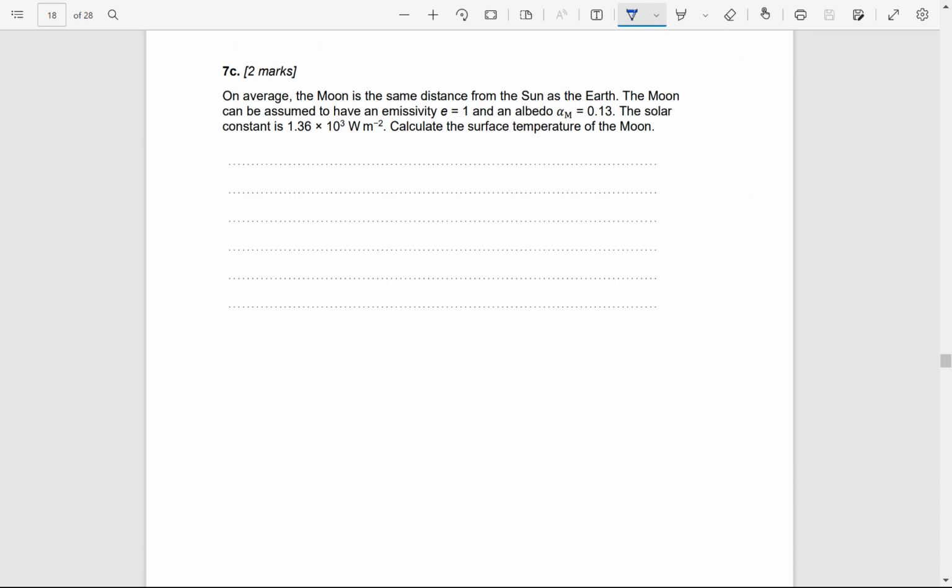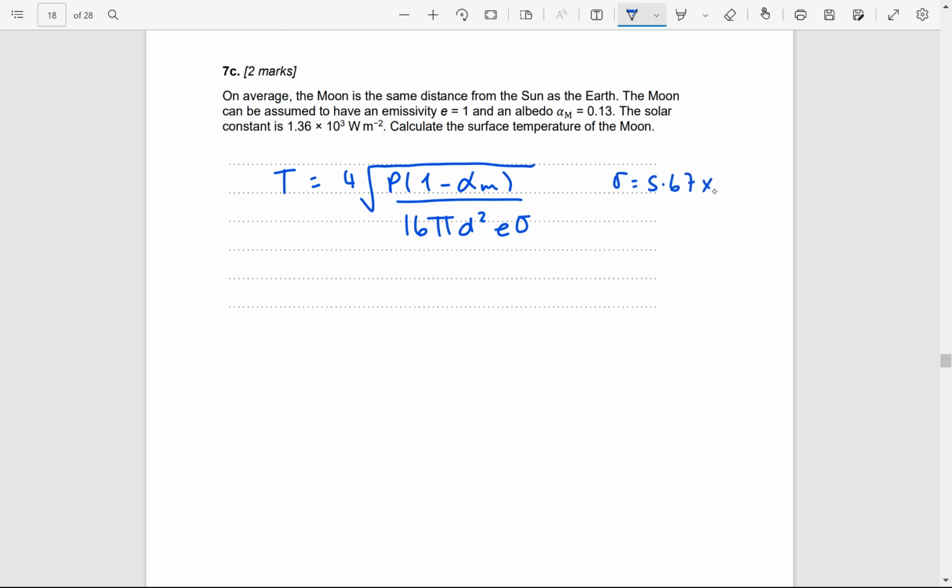Calculate the surface temperature of the moon. I'm just going to pull in the previous formula and plug in. We're talking about the moon this time instead of a planet. So 16 pi d squared E sigma. Now sigma is Stefan's constant. I love it, it's one of my favorites. It's 5.678. Don't forget the negative sign.